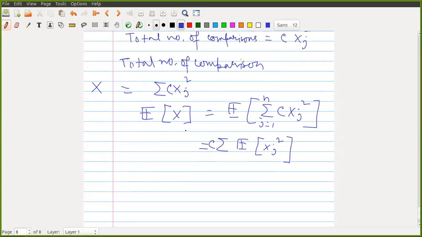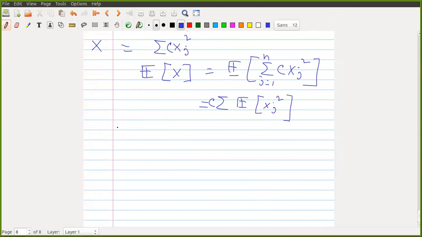Now recall, what is the distribution of the number of elements in a particular bucket?